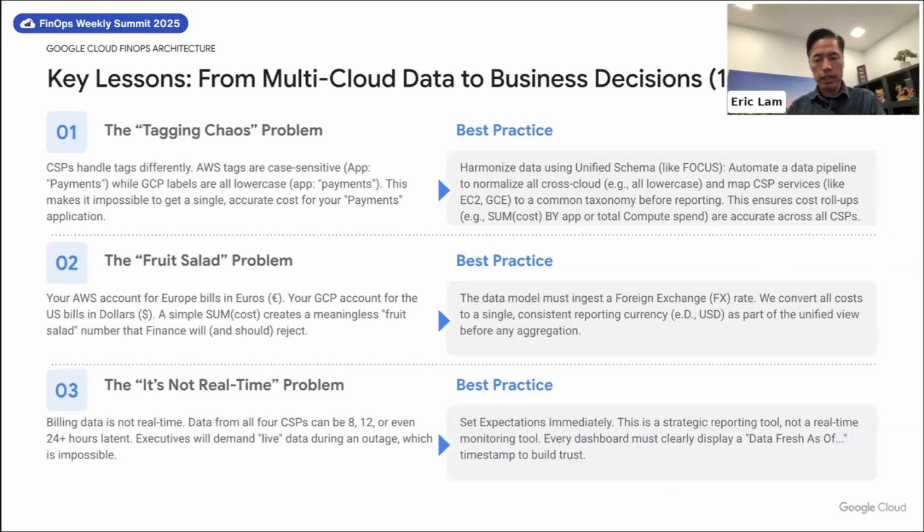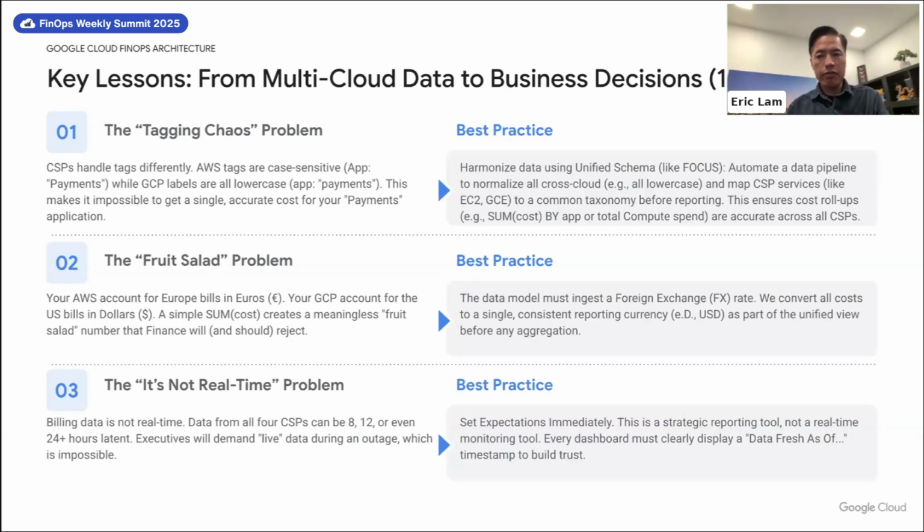All right, next slide. As we've been doing this for a while for many of our customers, I'm going to share with you some of the key lessons learned when you think about implementing a multi-cloud solution.